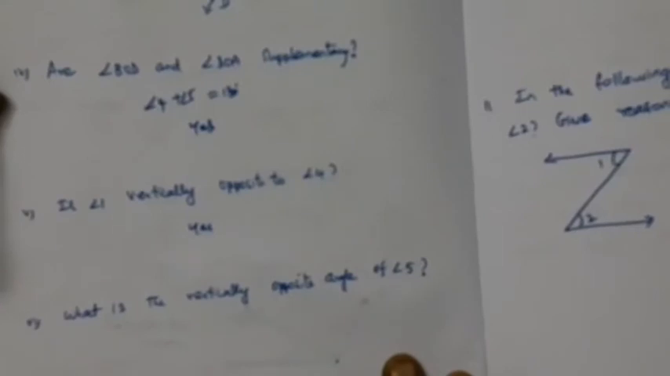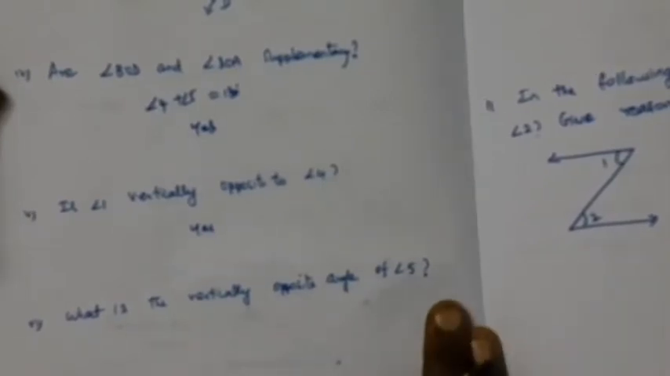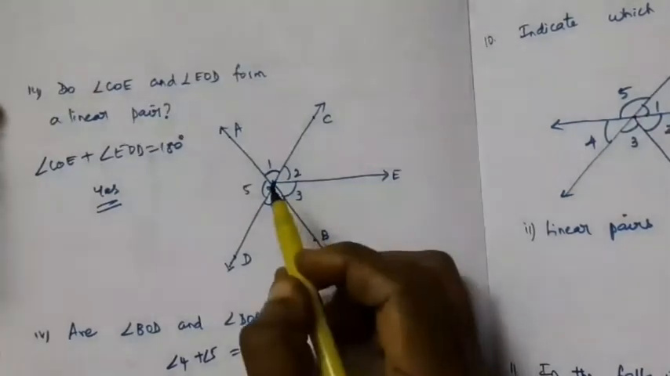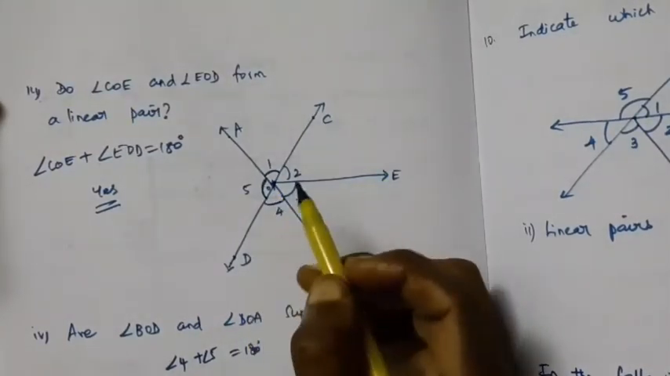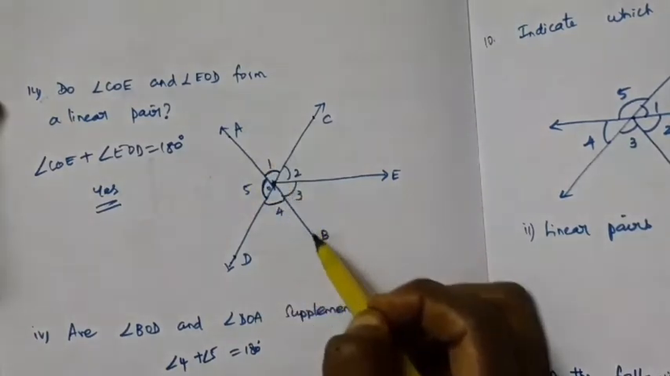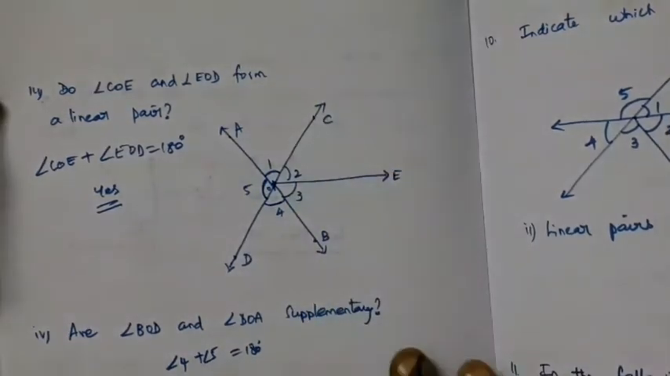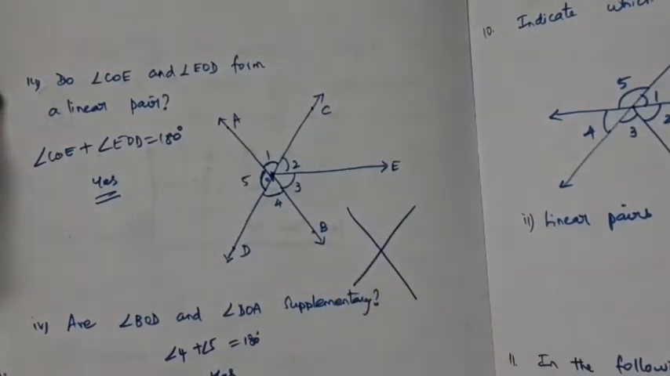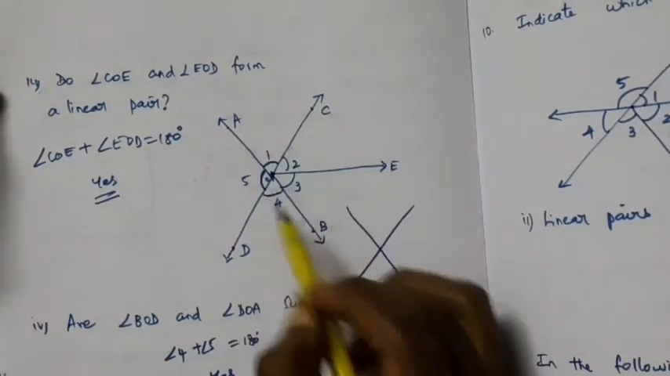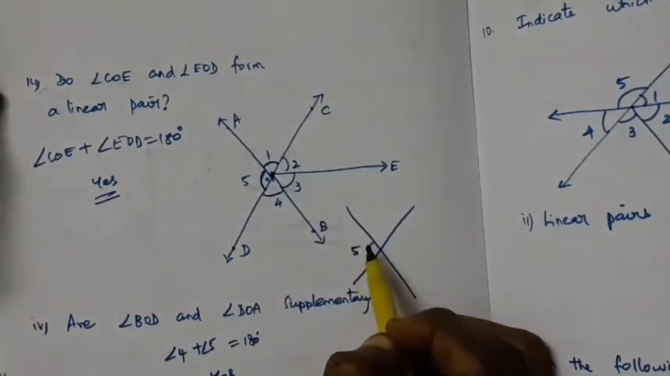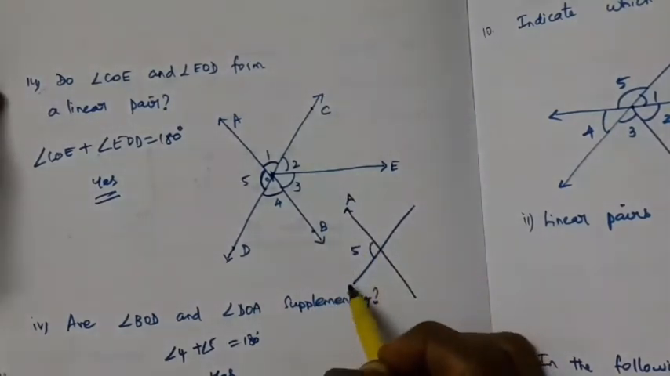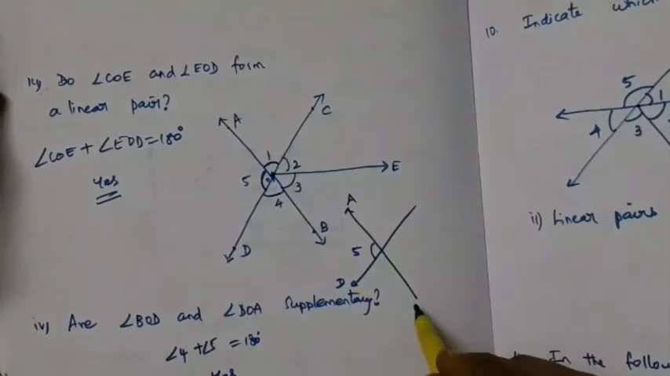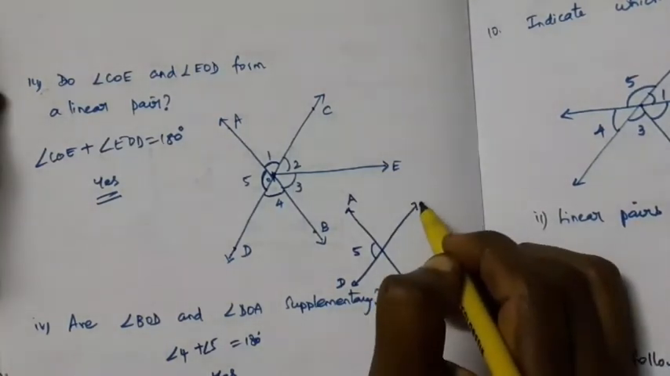The question is, what is the vertically opposite angle of 5? So this is angle 5. The lines are this line and this line. If you want to draw it, we take a line. First we will mark what is angle 5. So this line I am drawing here, 5. This is line A and this is line D. So this line is line B and this is line C.